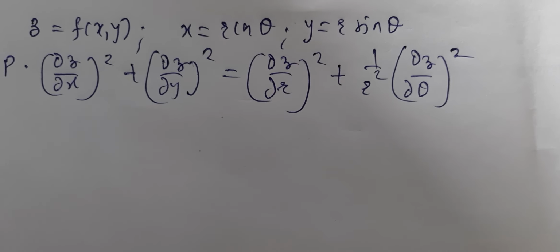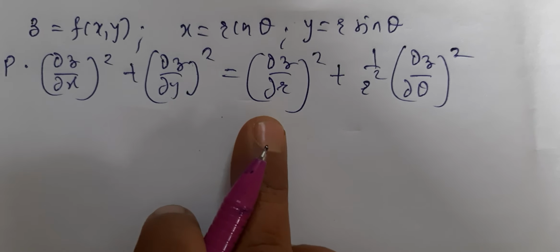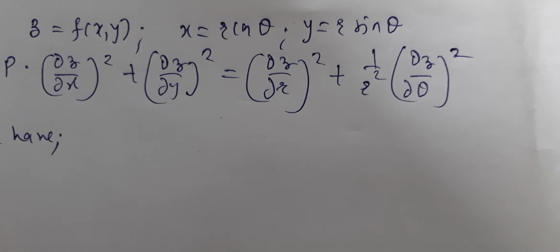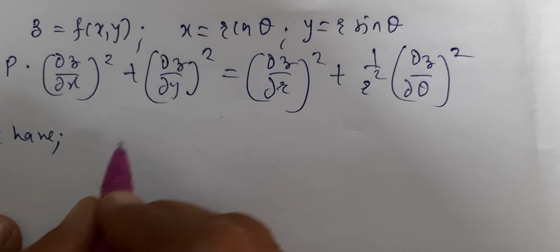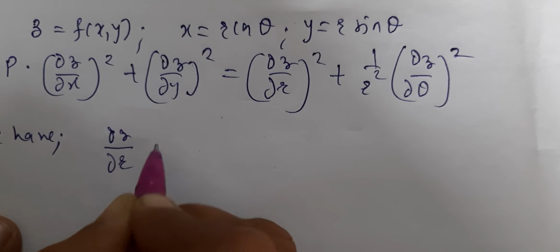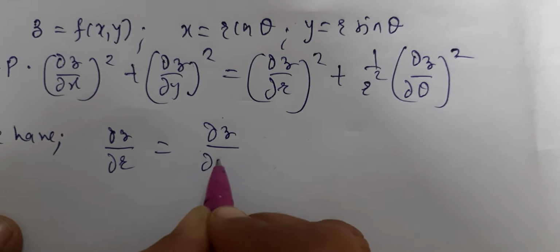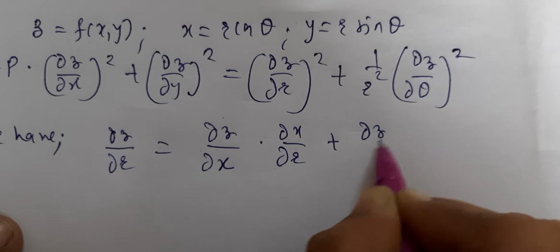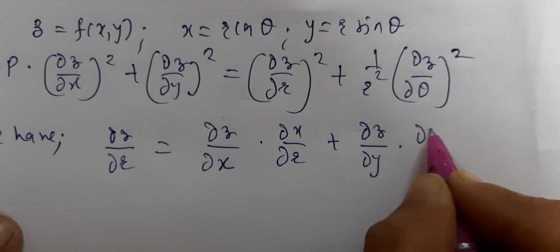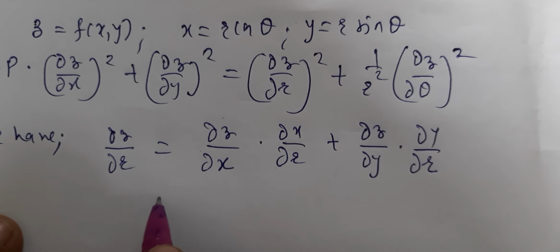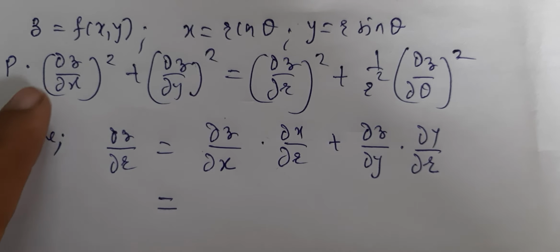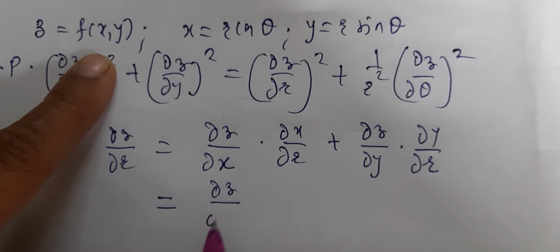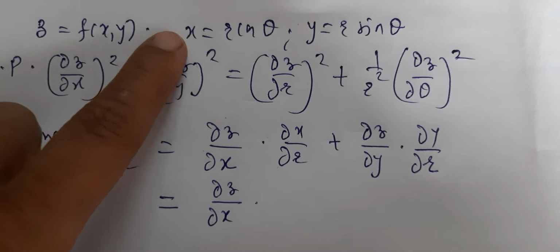So let's start with RHS. I will try to find ∂z/∂r, and for that we had the diagram in the previous page. This is ∂z/∂x into ∂x/∂r plus ∂z/∂y into ∂y/∂r. As I said, ∂z/∂x we cannot find, so I will just write ∂z/∂x into ∂x/∂r.